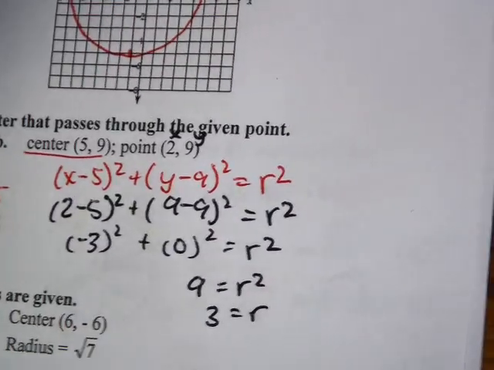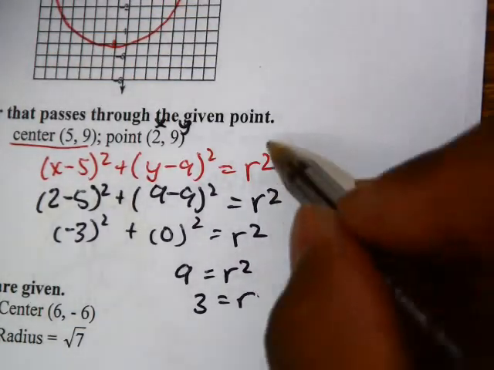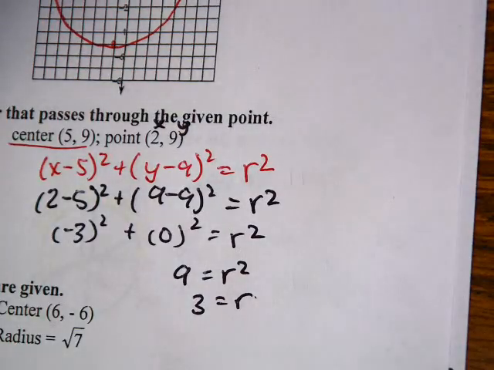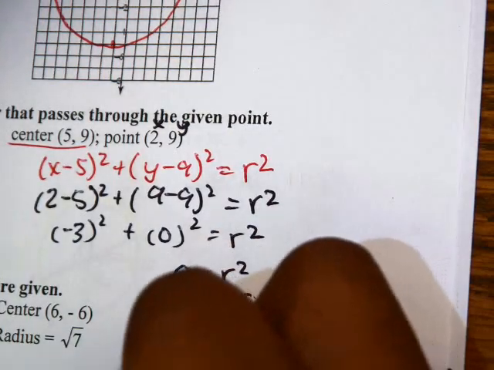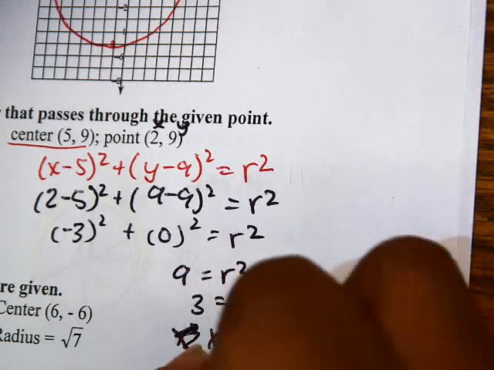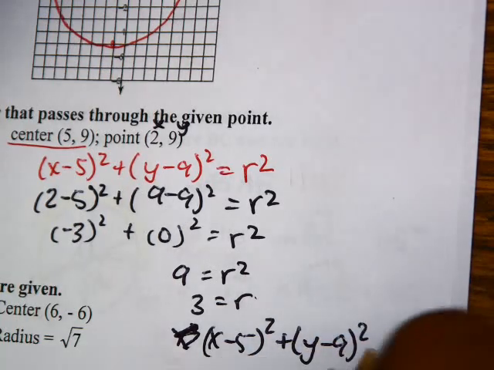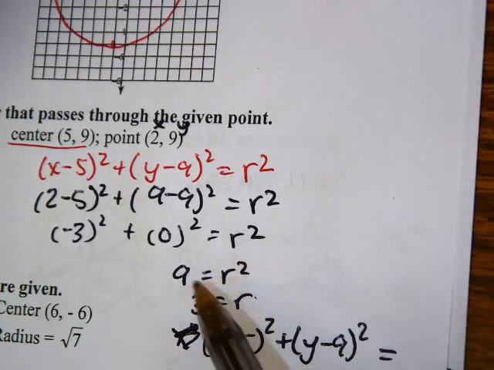But I don't just want the radius, I want the actual equation, so I need to plug this back into here. So my final answer is (x minus 5) squared plus (y minus 9) squared equals r squared, which is 9.